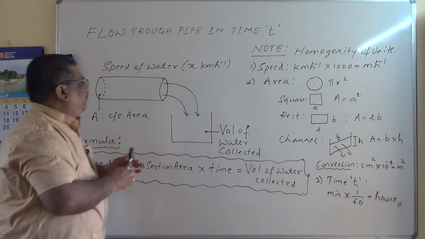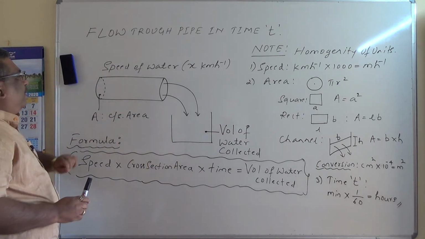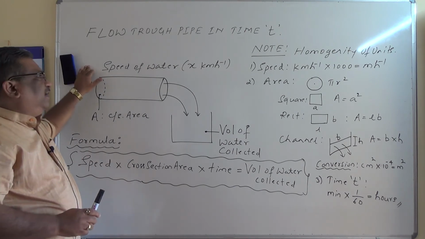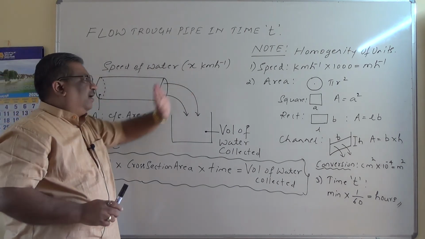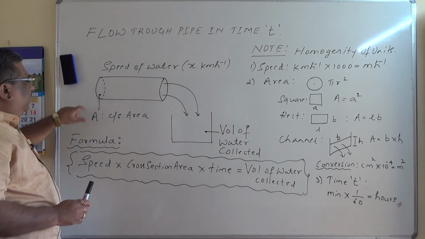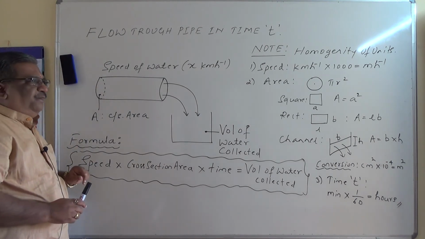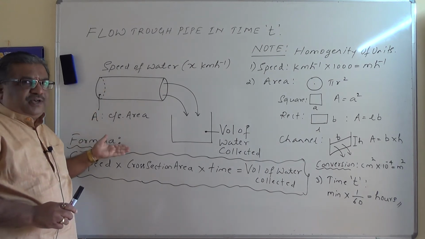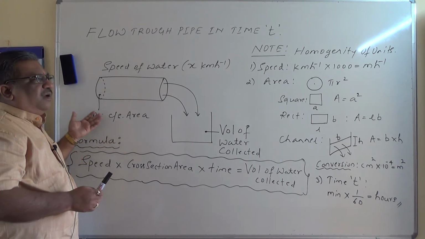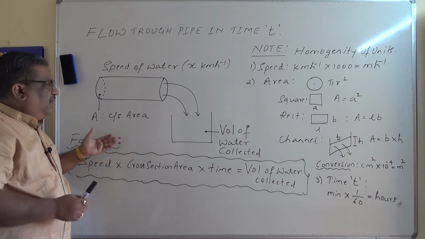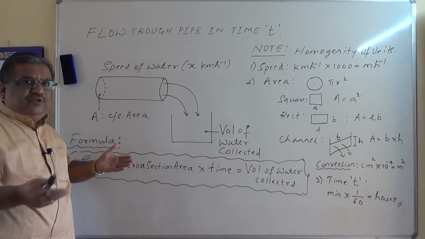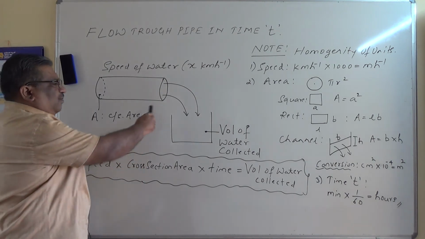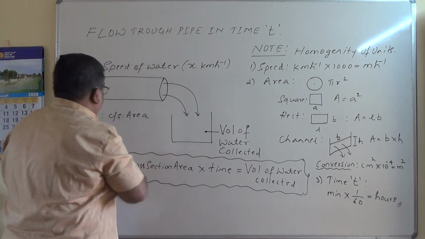Now, in this pipe, I am considering a water flow, and the speed of water is x kilometers per hour. Let A be the area of the cross section. You can calculate the area based on the particular cross section, that is circle or a square or a rectangle, or for that matter a canal. You should be able to calculate the cross section area. Now, how much water is collected in this tank in time t?